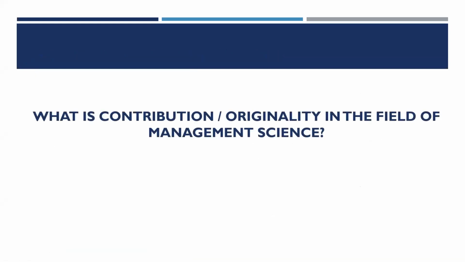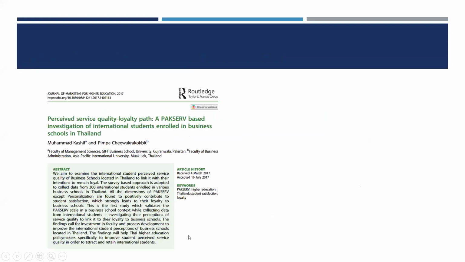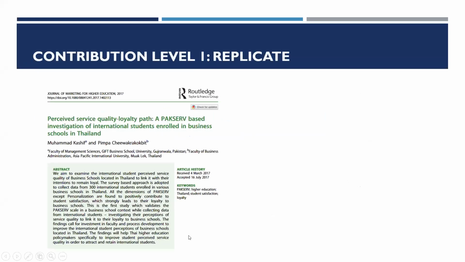Now, the last part of my presentation: what is contribution or originality in the field of management science? One form of contribution, the initial level I would say, is the replica study. You can replicate. This is just one example, although it was published in one of the very good journals in the field, having a very good impact factor and readership, Journal of Marketing for Higher Education. It was about the perceived quality loyalty path, and everything was tested before. We tested it already. But the context of business schools in Thailand was new.